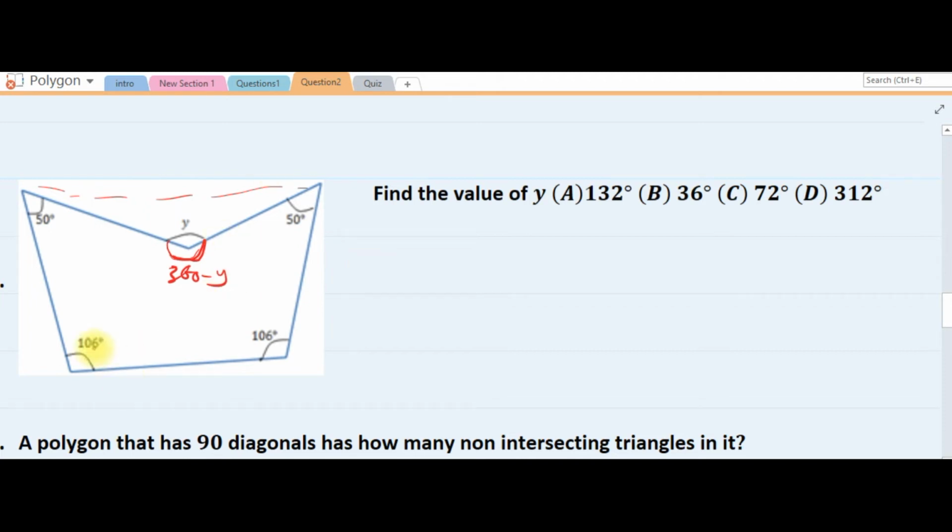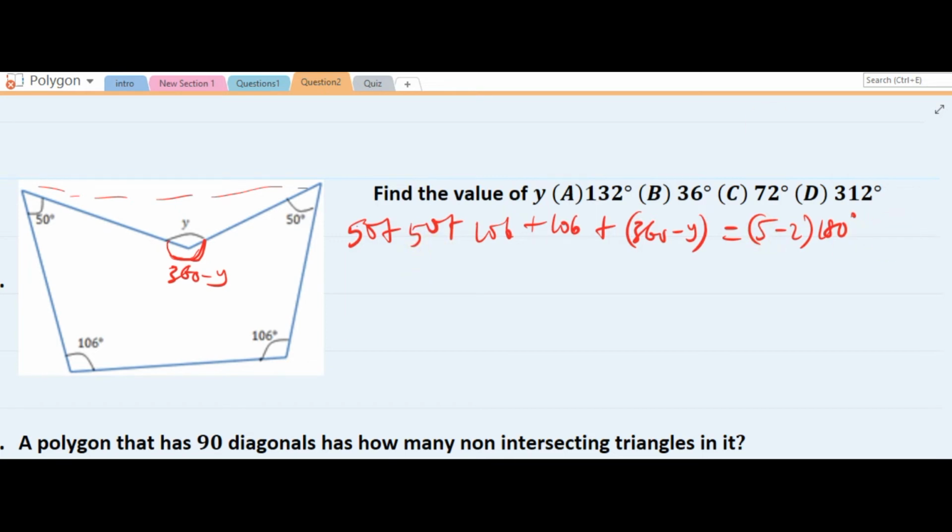So finally, if you sum the interior angles of this polygon, it must give us n minus 2 times 180, and n is 5. So if you sum 50 plus 50 plus 106 plus 106 plus 360 minus y, it must give us 5 minus 2 times 180. That's it. The sum must be equal to the number of sides minus 2 times 180. This is 100. That's it.